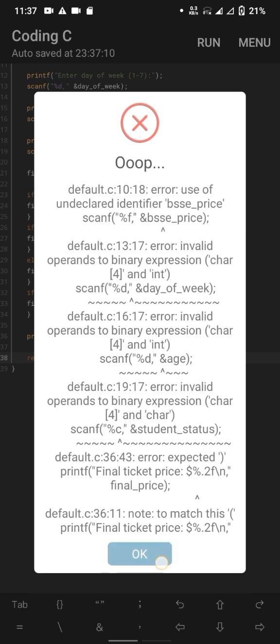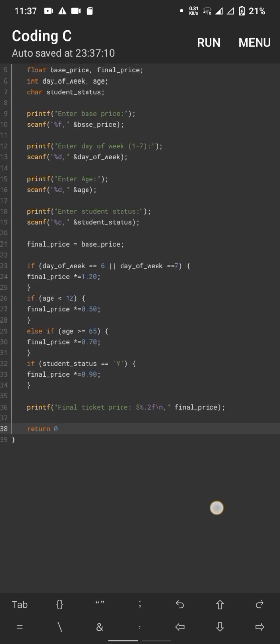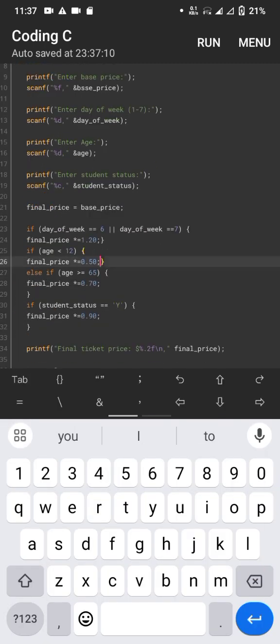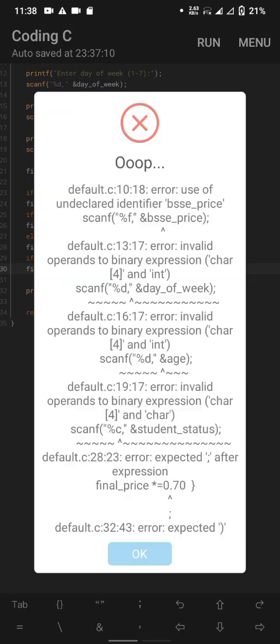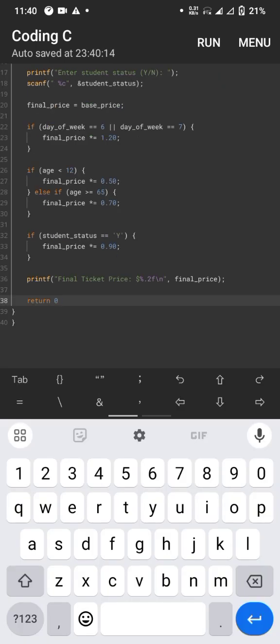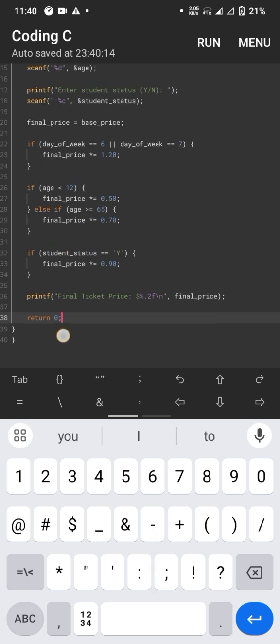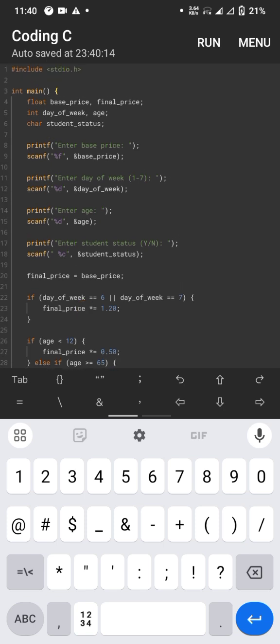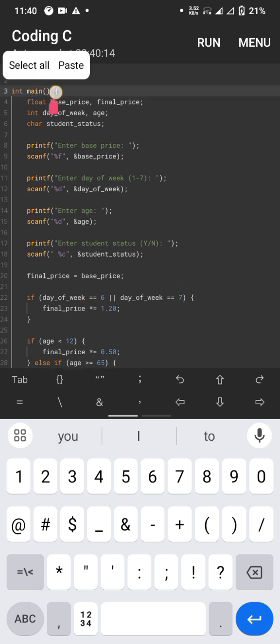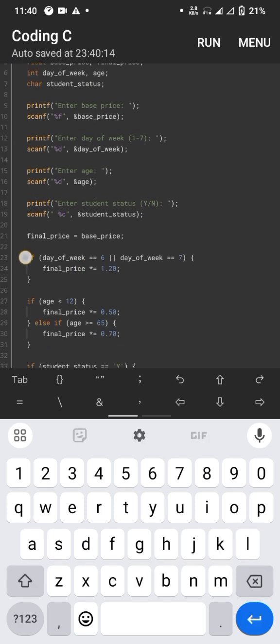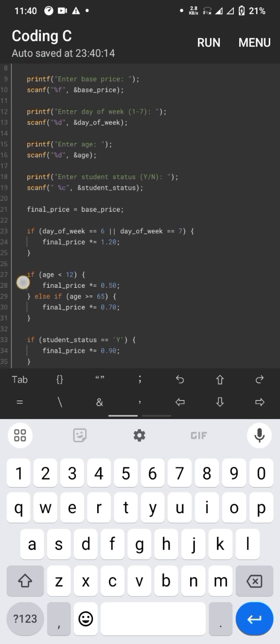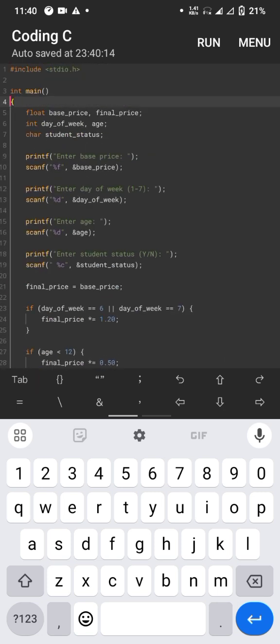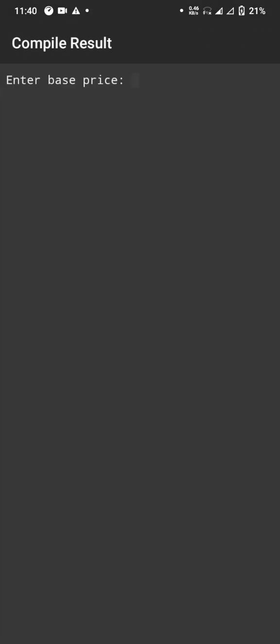There are many debug errors, so I fixed all the errors. This one is double. So let's try again to run.